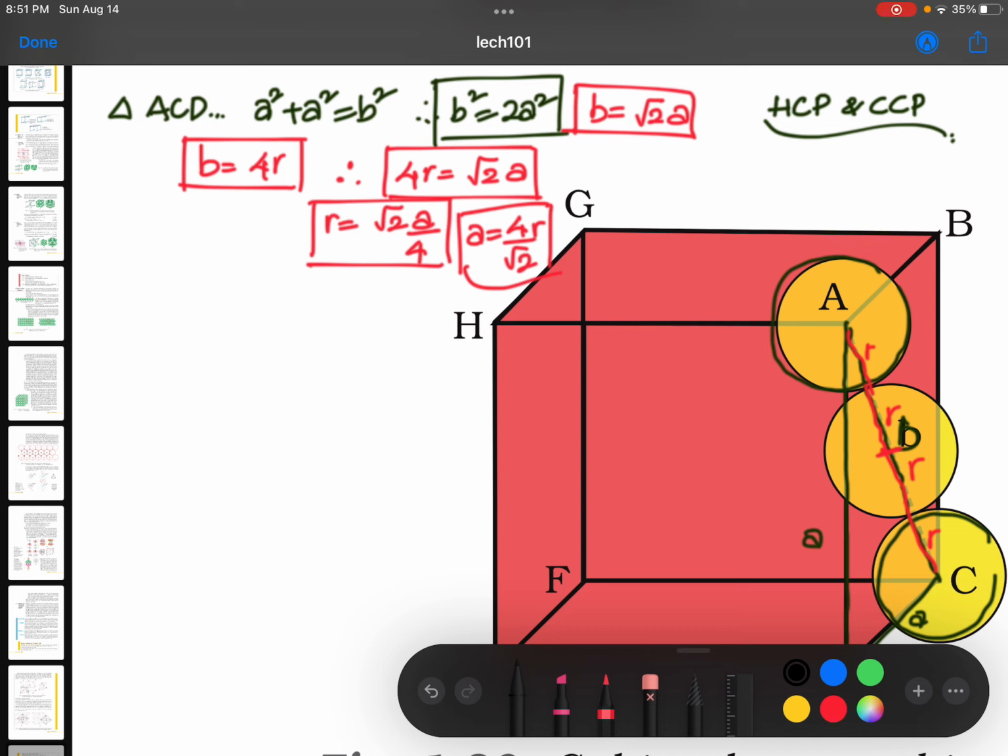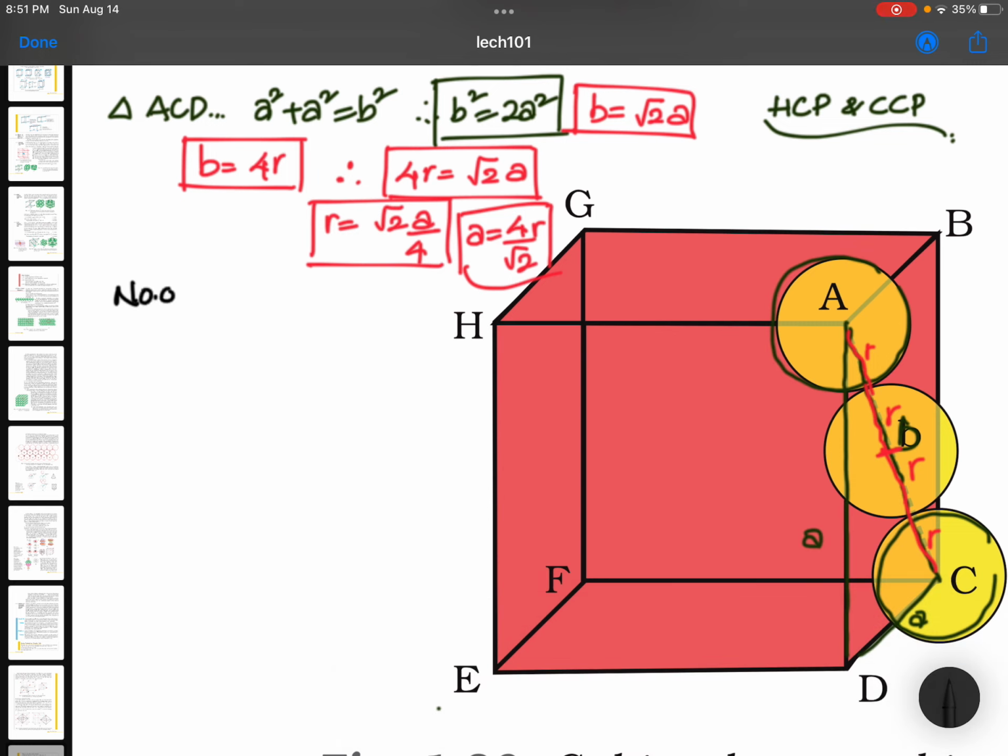So now, number of effective atoms in HCP or CCP will be 4. How 4? Because 8 corners will be there. 8 into 1 by 8 is equal to 1. 6 faces will be there. 6 into 1 by 2 is equal to 3. So 1 and 3 is nothing but 4. Right? Number of effective atoms are 4.